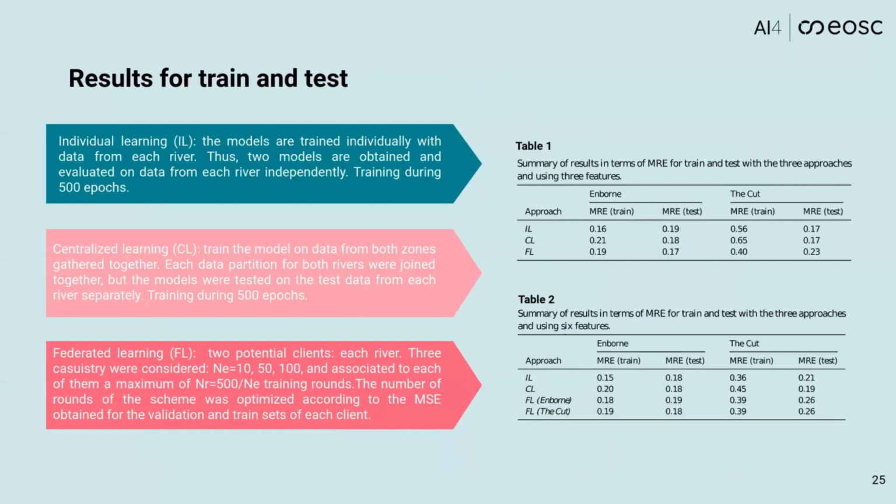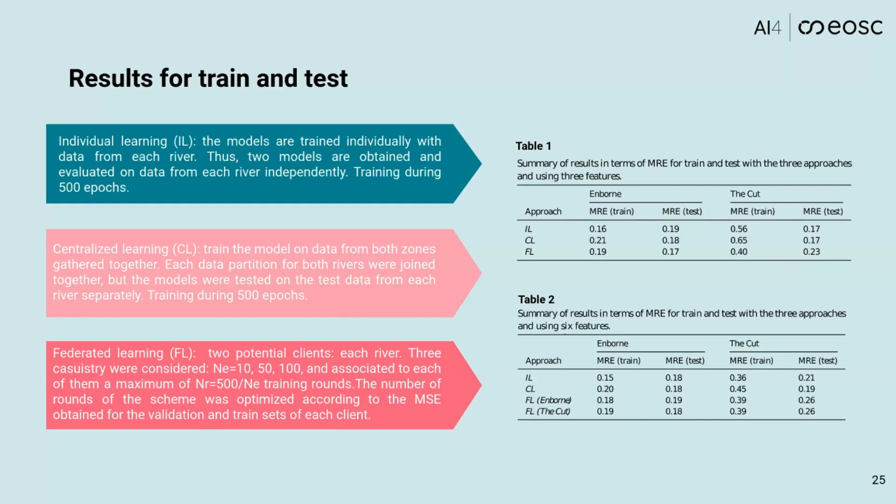So I talked previously about the three approaches that we are going to use in this study. First, the individual learning. I think that is the most intuitive one we can think about because we have two rivers. So let's train two models. The same model for the two rivers, just in order to be able to compare the results of the three approaches, but two models, first for the river Dicat and the other for the river Emborne. Then we evaluate them individually in each river and train each model during 500 epochs.